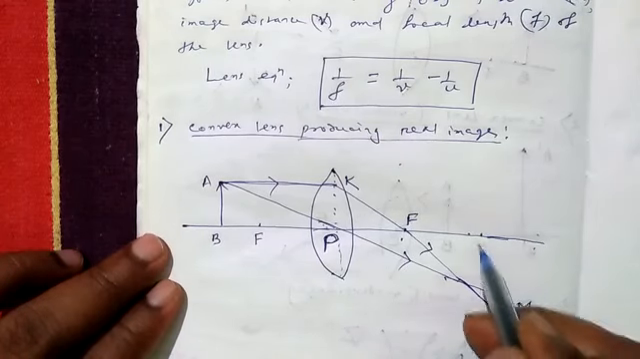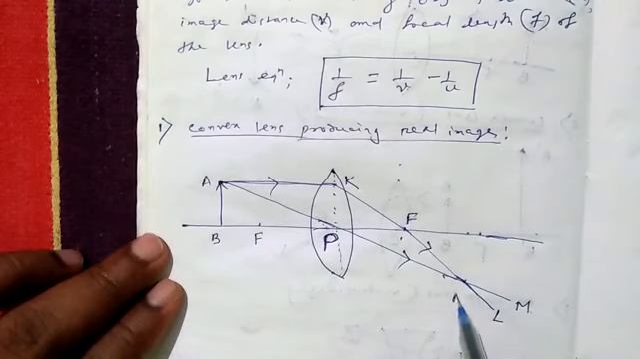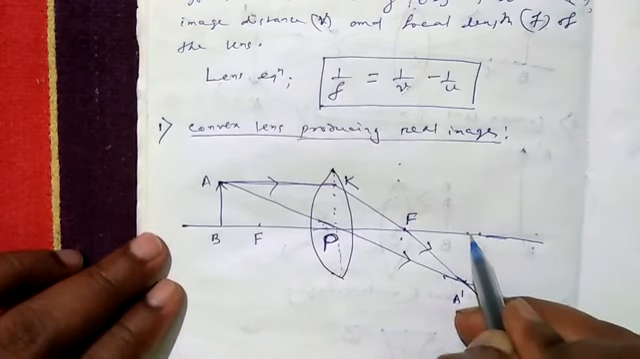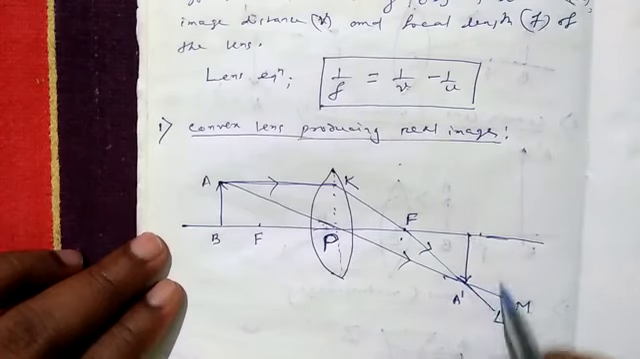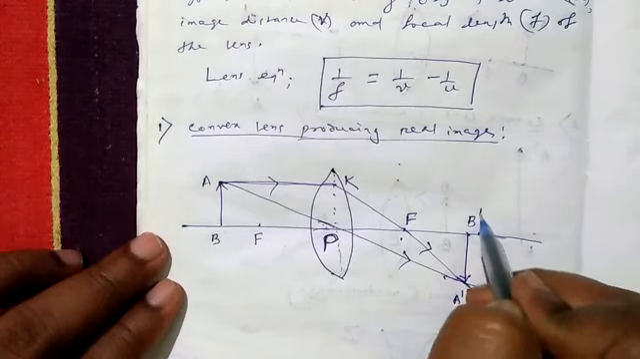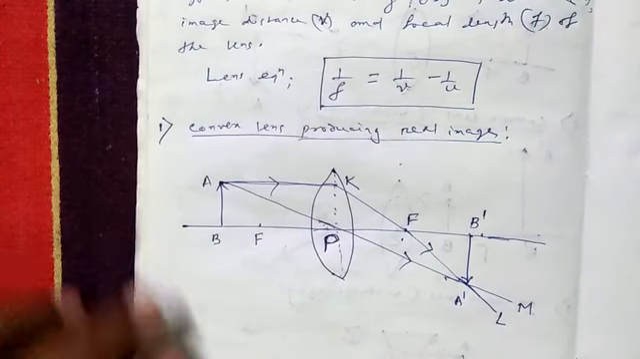And both the light rays after refraction will meet at the point A dash. Draw perpendicular to the principal axis. So A dash B dash is a real image.